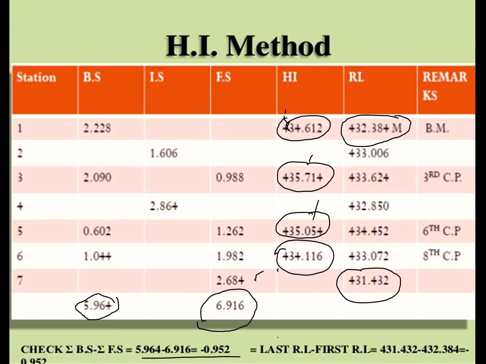That means the two values are the same, so your booking is correct. So this is the way you have to do the height of instrument method. You can solve this particular question using the height of instrument method in this way. Okay. Hope you have understood. Thank you for listening.